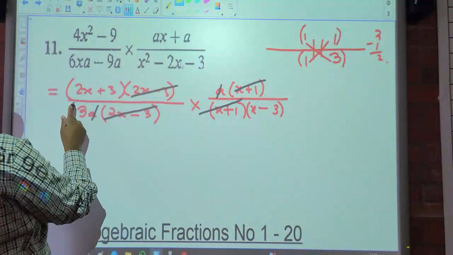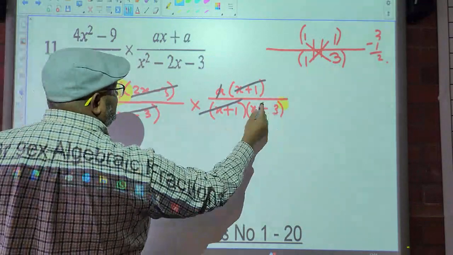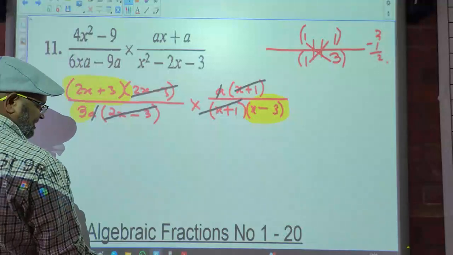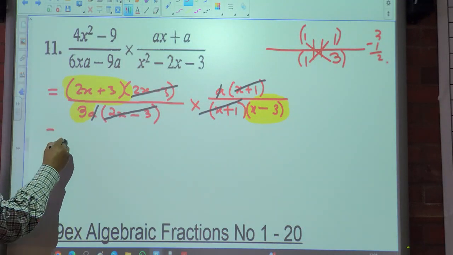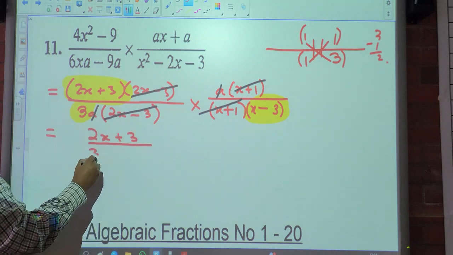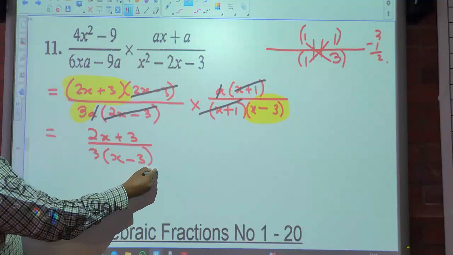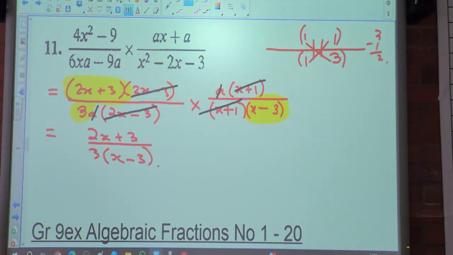Now what? What are we left with? 2x plus 3, 3, and x minus 3. You all agree with that? Which now gives us 2x plus 3 over 3 into x minus 3. And this almost looks alike, but it's not. So we leave it like that. Okay?